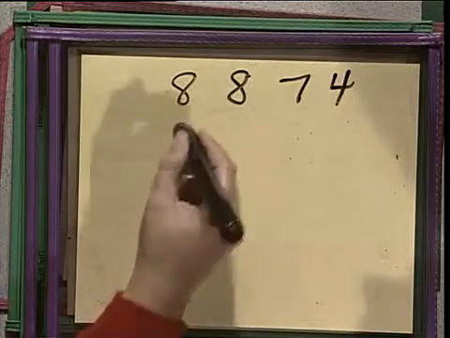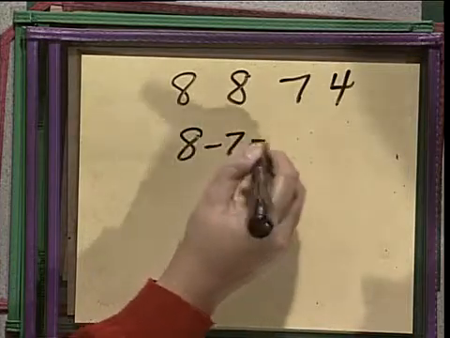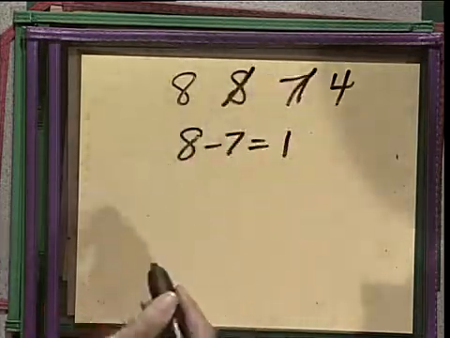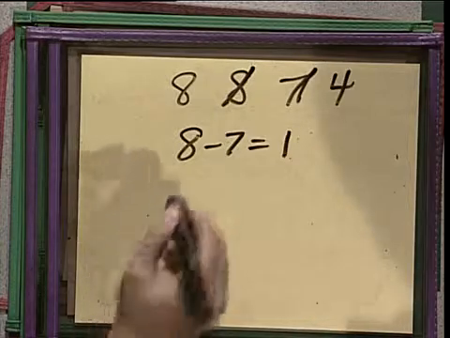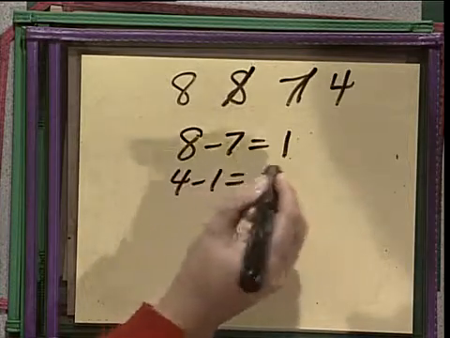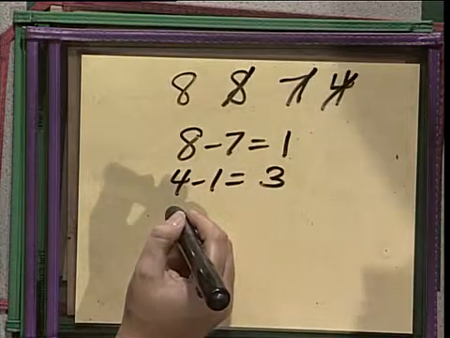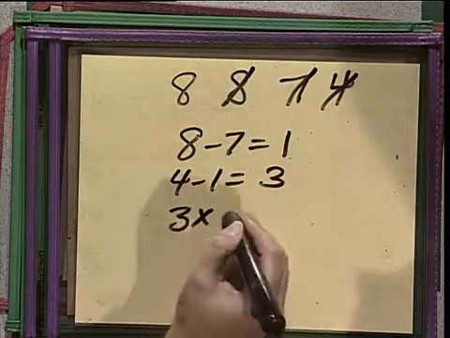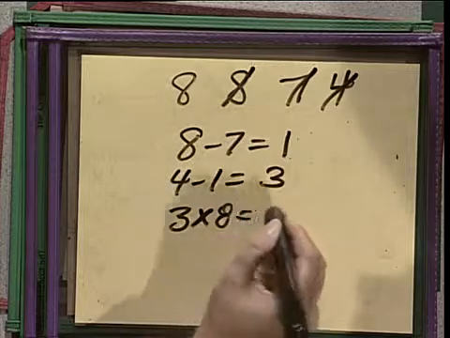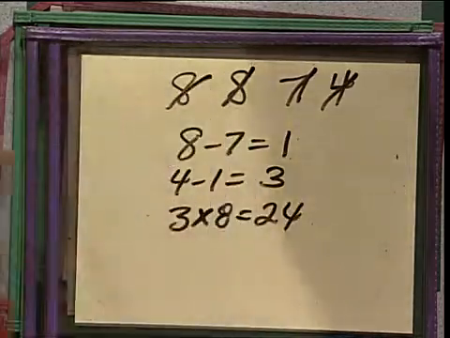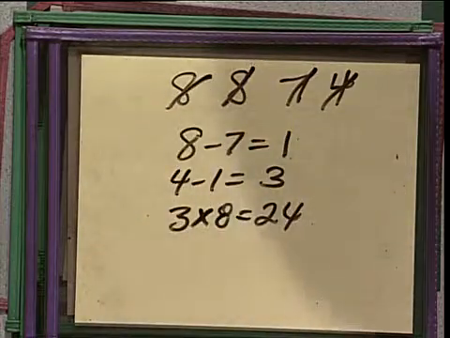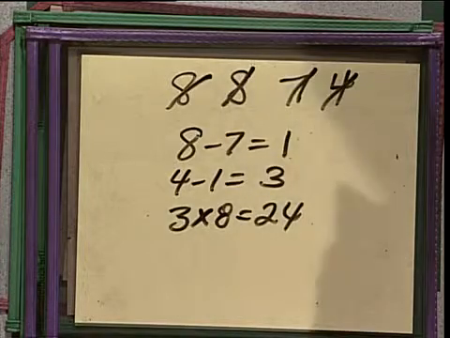8 minus 7 equals 1. Okay. 4 minus 1 equals 3. Okay. 3 times 8 equals 24. Nice job, Kumba! Very good, Kumba. Very nice job.